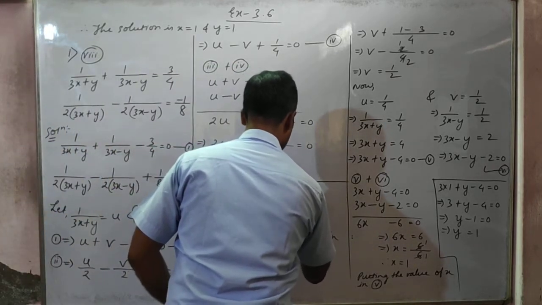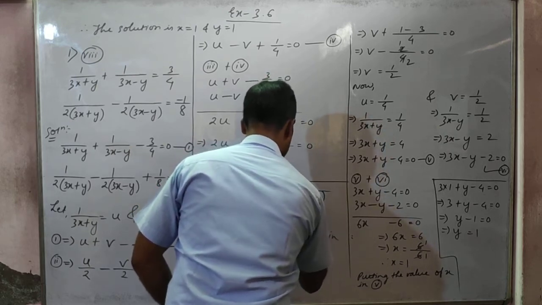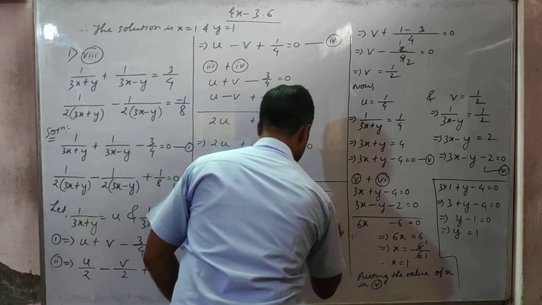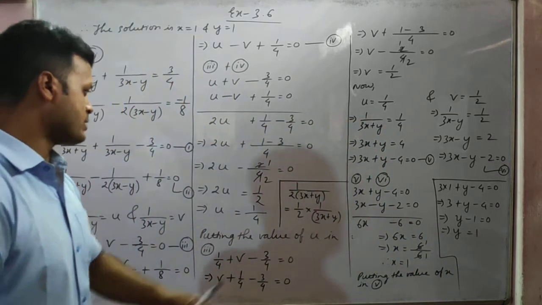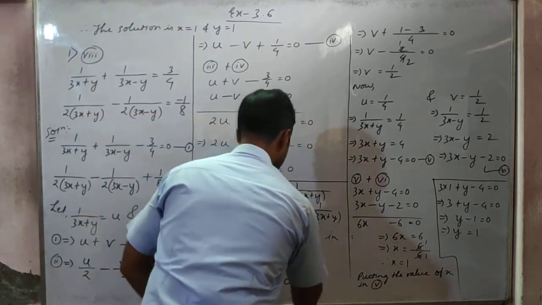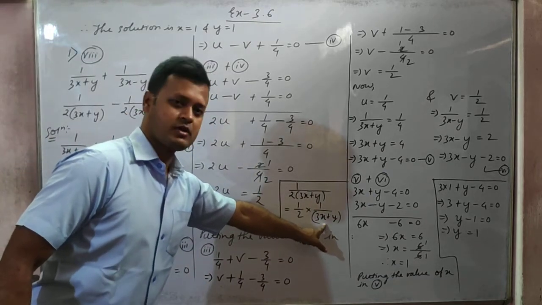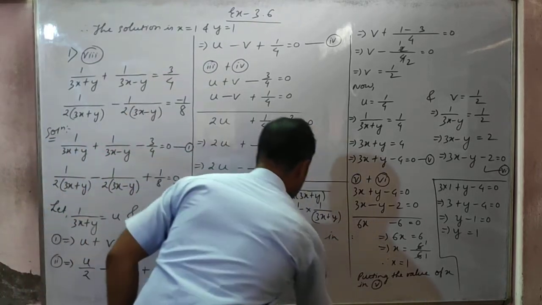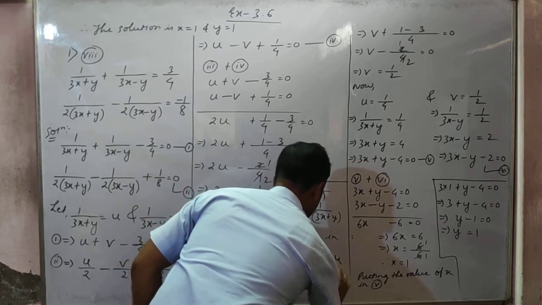1 by 2 into 3x plus y. How can you write this? You can write it like this, no? 1 by 2 into 1 by 3x plus y. 1 by 2 into 3x plus y means 1 by 2 into 1 by 3x plus y. So what is the value of 1 by 3x plus y? 1 by 3x plus y means u. So this will be half into u. So it is u by 2.